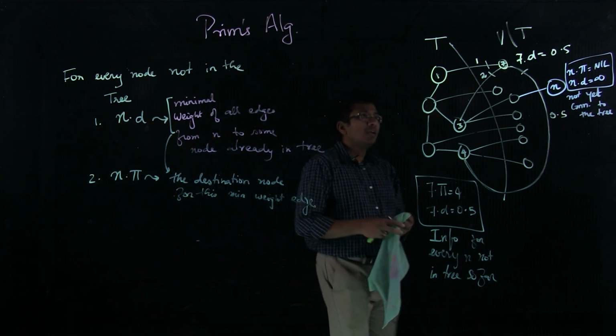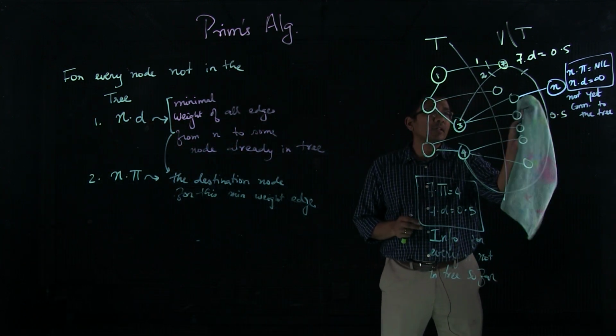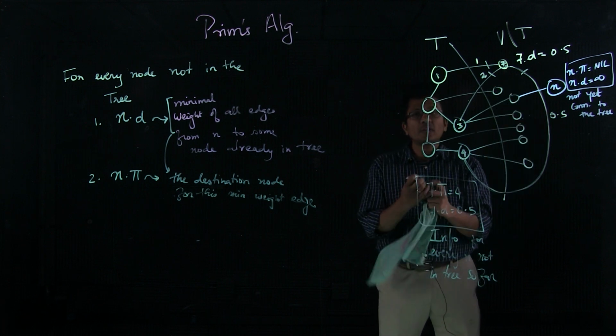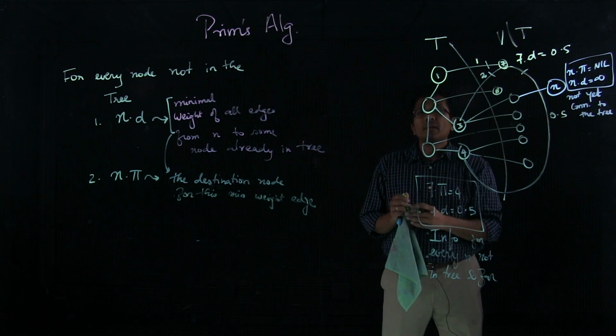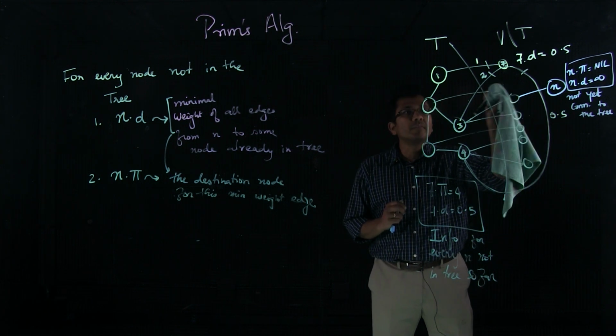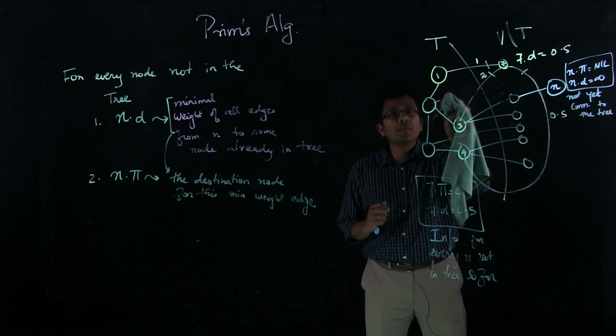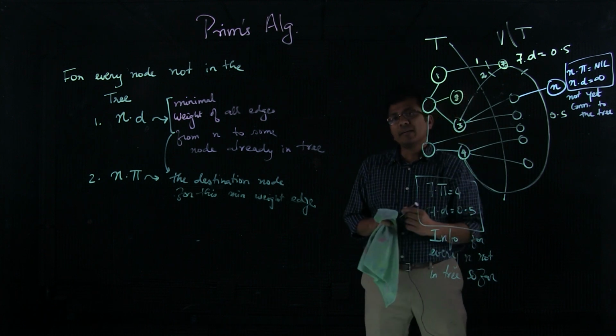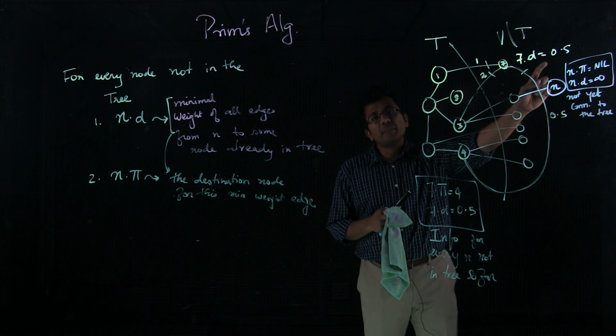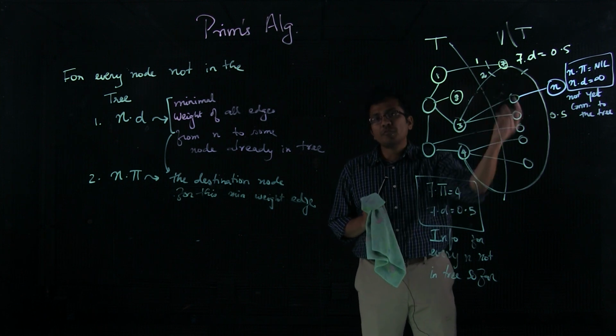So suppose a new node, for example, here is, let's call this node 8. Suppose 8 was absorbed into the tree. So 8 went from being outside the tree to being inside the tree. How do I update this information for everyone else?